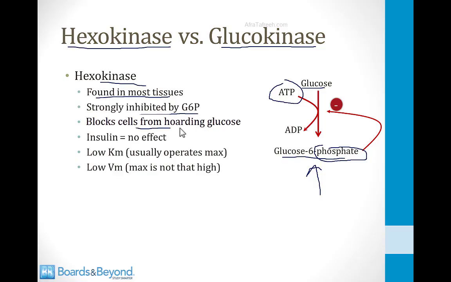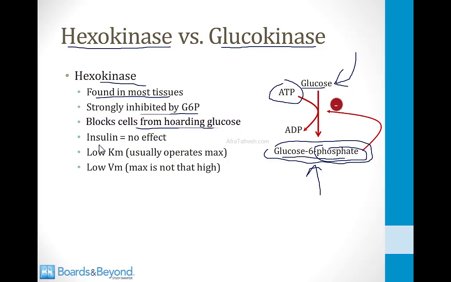This blocks cells from hoarding glucose. Let me explain what I mean by that. Cells will take up glucose and phosphorylate it, but once they develop a sufficiently high level of glucose 6-phosphate, that will inhibit this step and the cell will stop taking up glucose. In other words, cells will only take up glucose until they have satisfied their metabolic requirements.